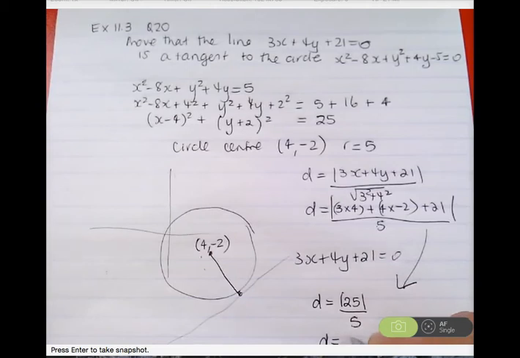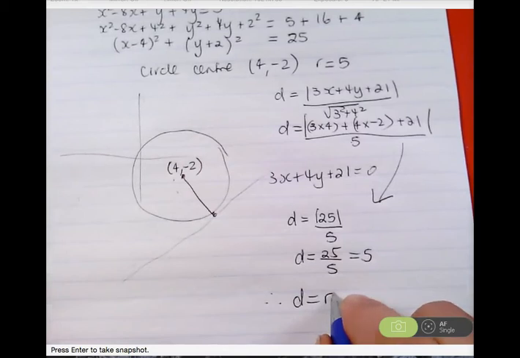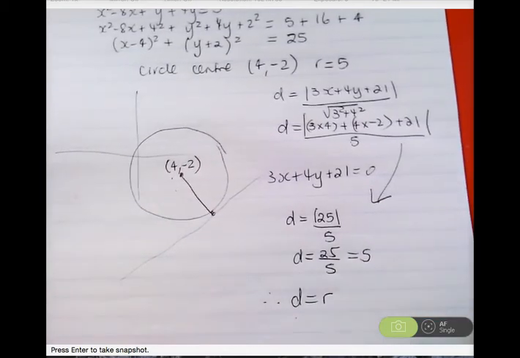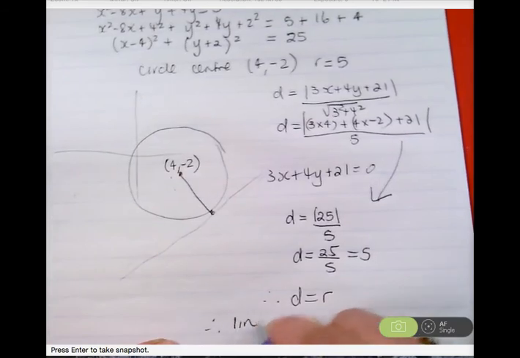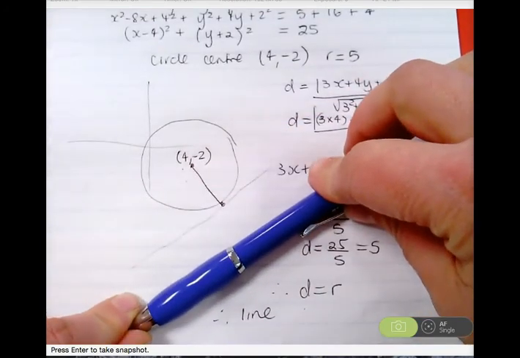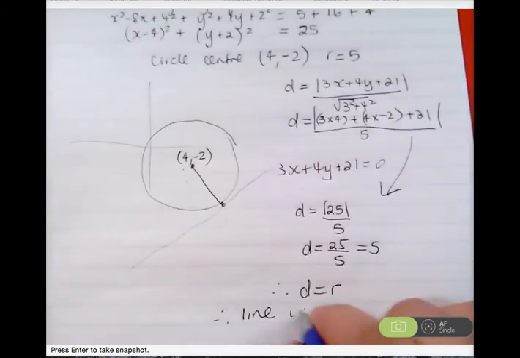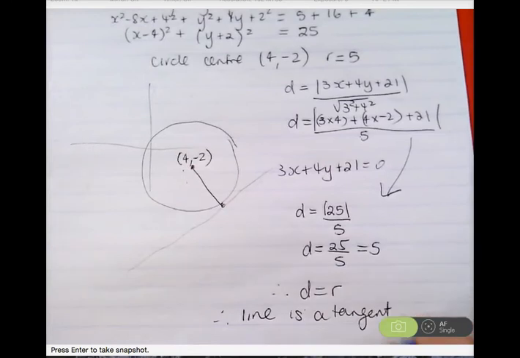So what's that? Distances are never negative. So it's 25 on 5, which is 5. Therefore, the perpendicular distance of the point, the center, to that line equals the radius. Therefore, D equals R. Do we get it? Perpendicular distance of the point to the line equals the radius. Therefore, the line is a tangent. If the perpendicular distance is greater than the radius, it doesn't touch. Do you remember that? If the perpendicular distance is less than the radius, it cuts twice. Therefore, the line is a tangent to the circle.